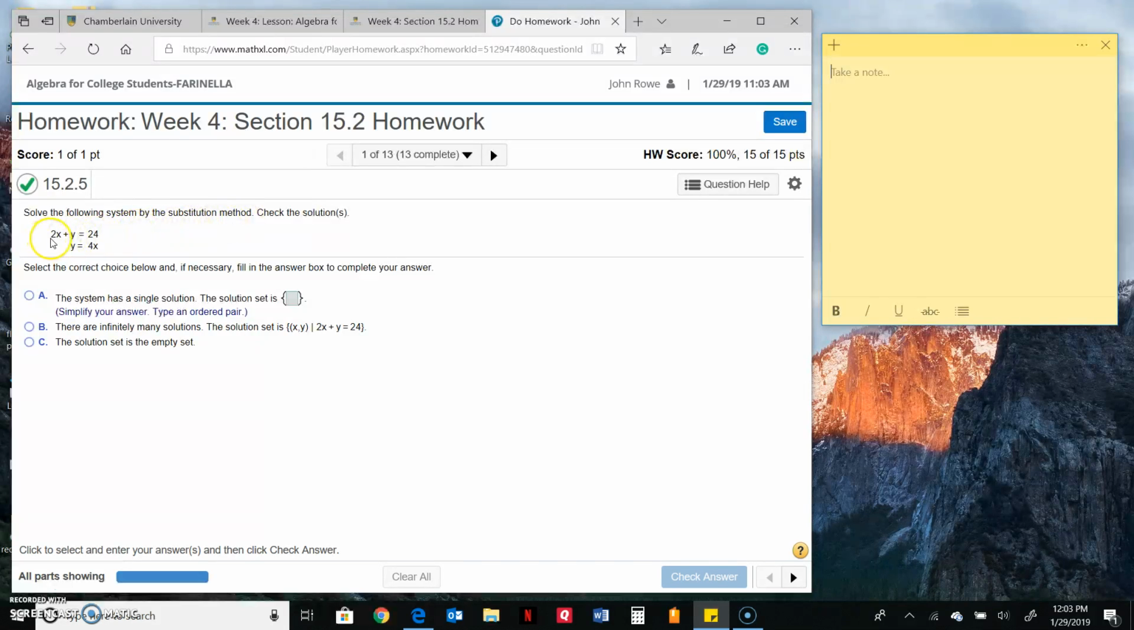Our equations are 2x plus y equals 24 and y equals 4x. In this second equation, it tells us what the value of y equals. So we can just take this 4x and plug it in for y here. So 2x plus 4x equals 24. Well, 2x plus 4x equals 6x, which is equal to 24.